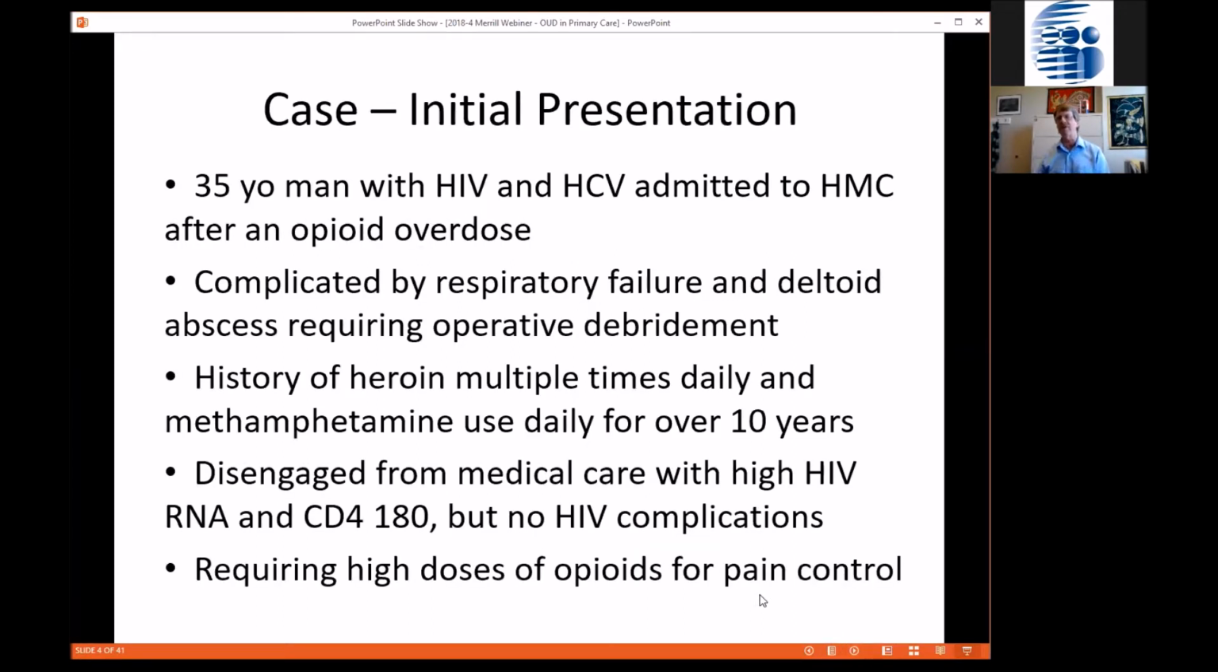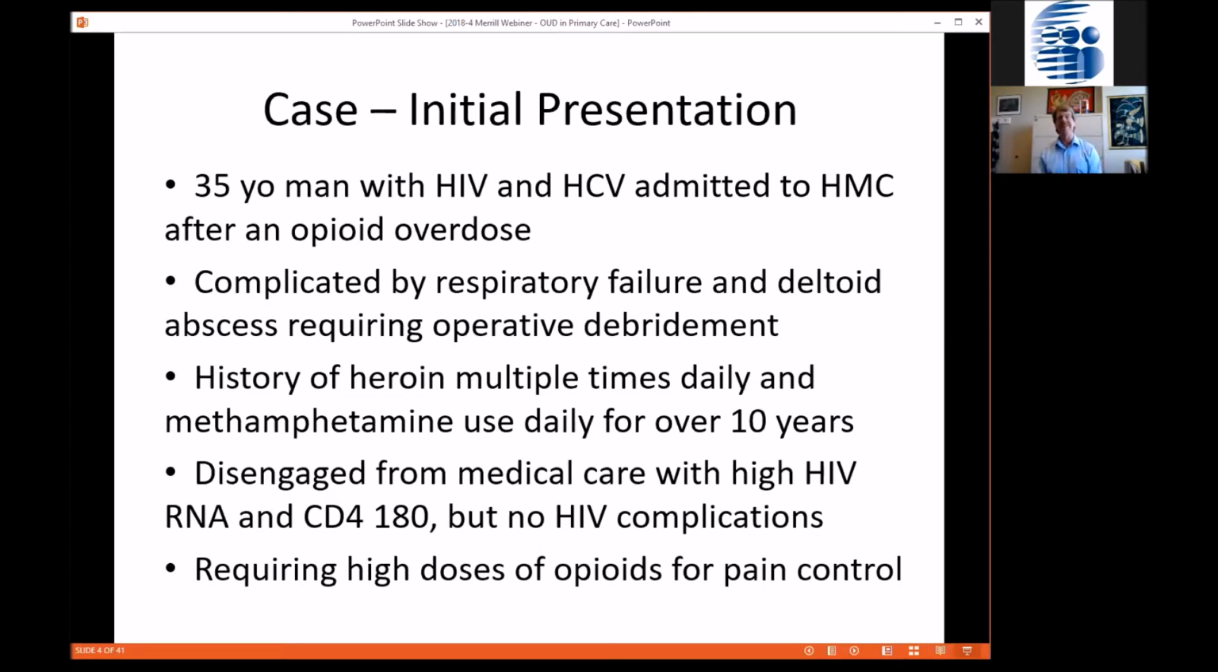Okay, so we're going to start off with a case. This is a 35-year-old man with HIV and hepatitis C who was admitted to Harborview after an opioid overdose. He had a complicated course. He had respiratory failure, and he had a deltoid abscess, a big abscess on his arm, and he needed operative debridement. He had a history of heroin use multiple times a day, as well as methamphetamine use, which has really been daily over the last 10 years.